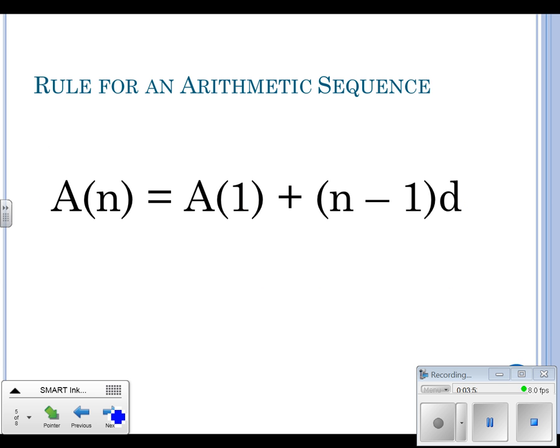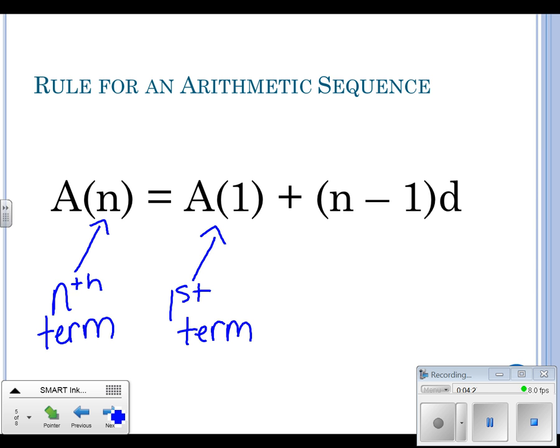This is a rule that we use when we're coming up with an arithmetic sequence. A of n, this right here is the nth term of a sequence, which could be any number. So if I wanted to know the 100th term in a sequence, I would replace the n with the 100. If I wanted to know the 142nd term of a sequence, I would replace the n with 142. The a of 1, that is going to be the first term in a sequence. And once again, we have n. That's the term number you're looking at.